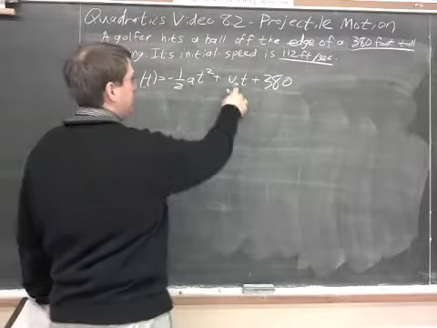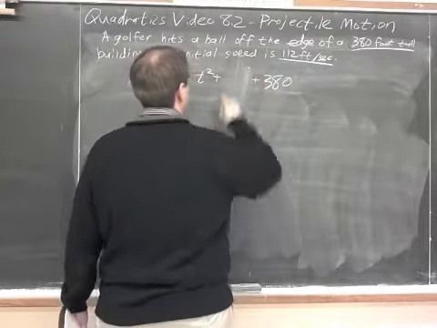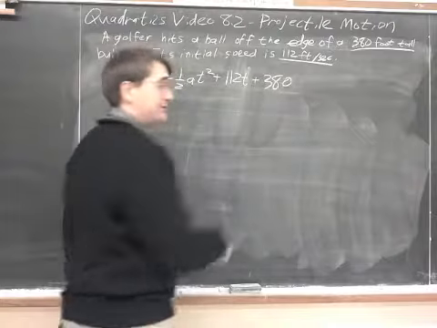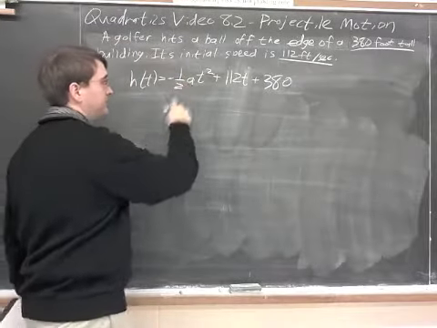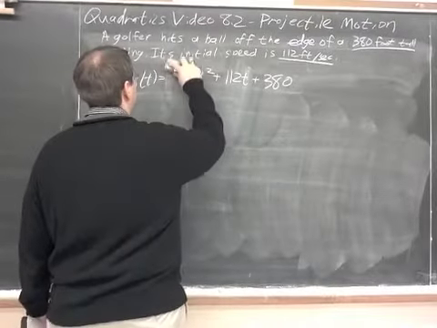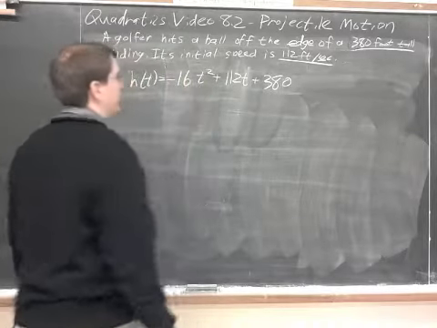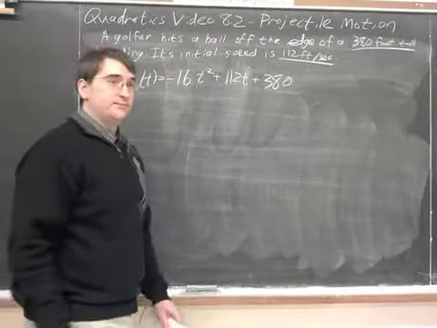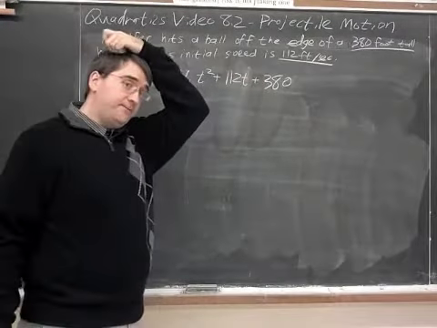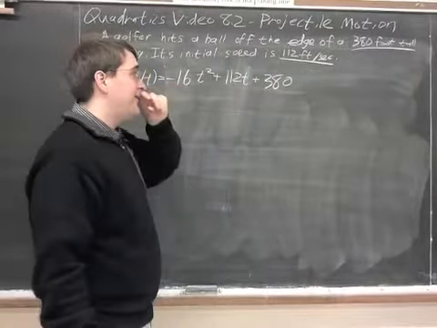The initial speed, 112 feet per second. So we have 112 t there. And because both of these are measured in feet, the value for A will be 32. And so -1/2 of 32 is -16. And so my equation that gives me the height as a model of time is -16 t squared plus 112 t plus 380.